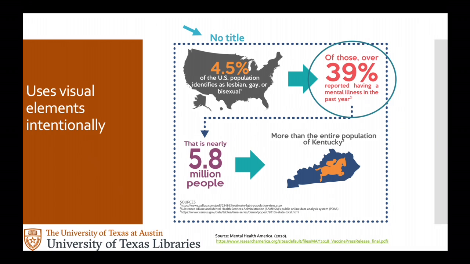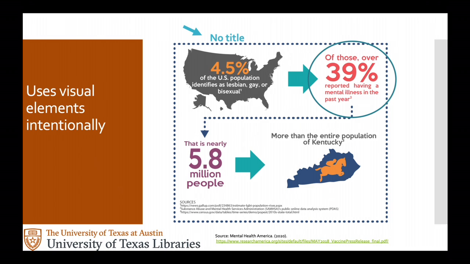Then we go to the next number. Of those, over 39% report having mental illness. And that sounds like a lot, but we don't know from this infographic, how does that compare to the non-lesbian, gay, or bisexual population? There's no way of telling. Okay, moving on. 5.8 million people. It sounds like a lot of people with mental illness.